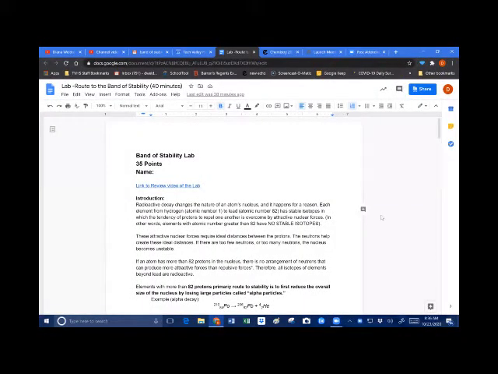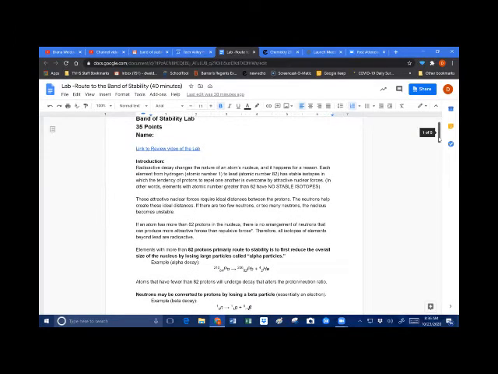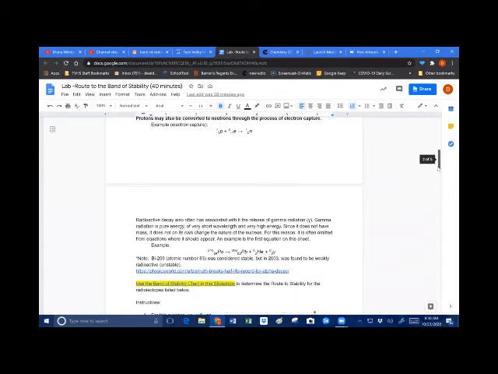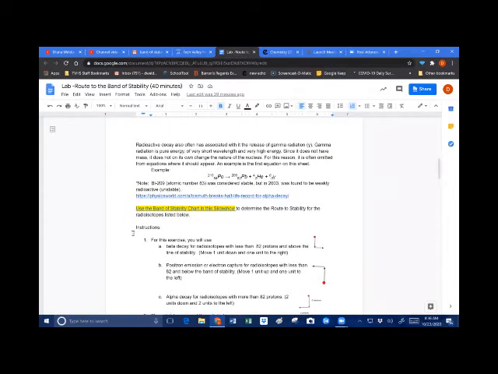This is a brief addendum video for the Route to the Band of Stability lab to describe how you determine what decay mode you might have for a radioisotope if it's not on Table N. So here's the lab. If you scroll down to this highlighted section that says use the band of stability chart in this slideshow to determine the route to stability.